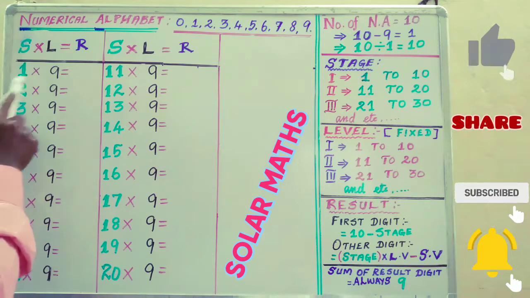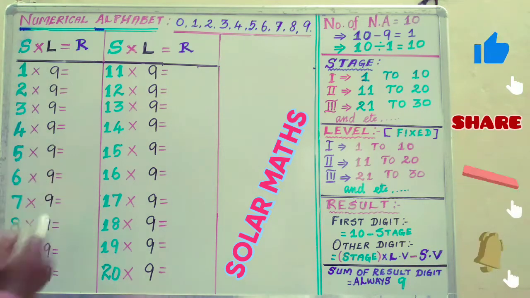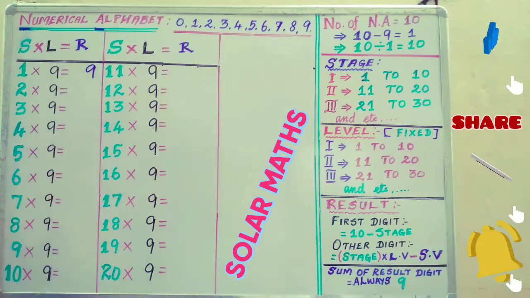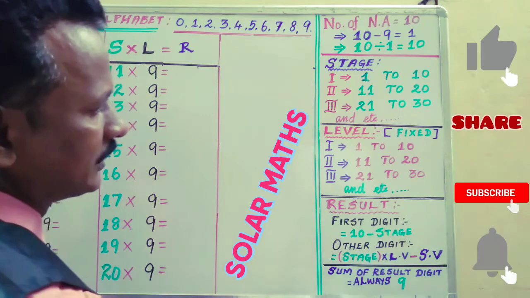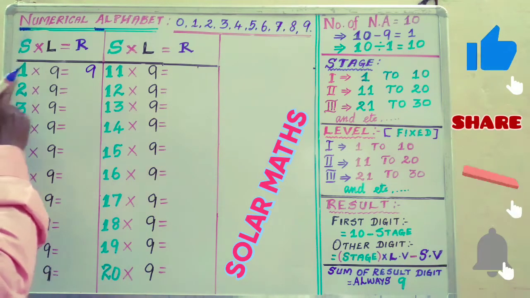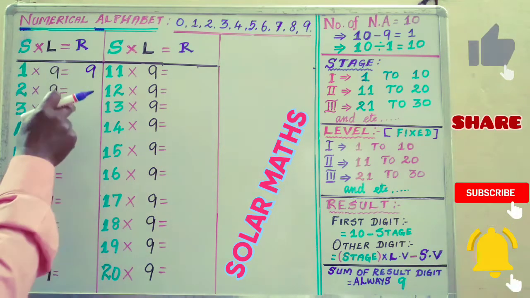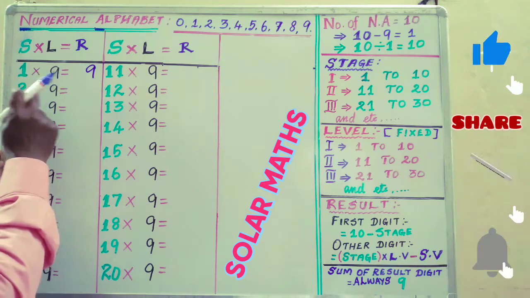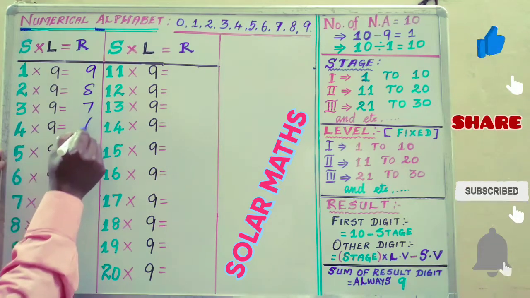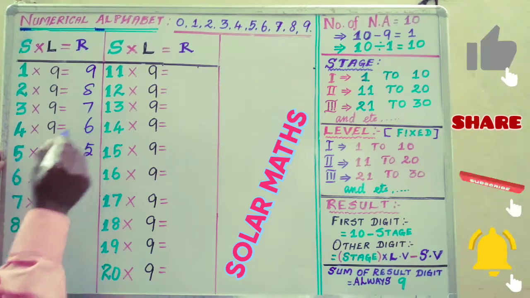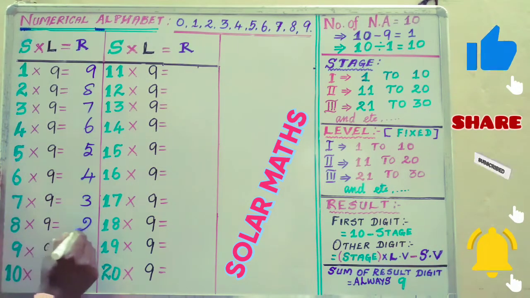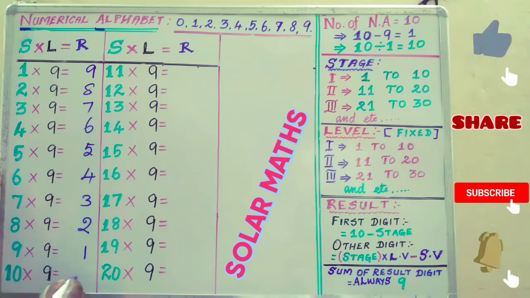1 into 9, 1 9s are 9. This is the first digit of the result. You see that the first digit of the result is 10 minus stage. 10 minus stage is here 1, so 10 minus 1 is 9. Then in the first stage, 2 9s are 10 minus 2 is 8, and 10 minus 3 is 7, and 10 minus 4 is 6, and 10 minus 5 is 5, and 10 minus 6 is 4, and 10 minus 7 is 3, and 10 minus 8 is 2, and 10 minus 9 is 1, and 10 minus 10 is 0.